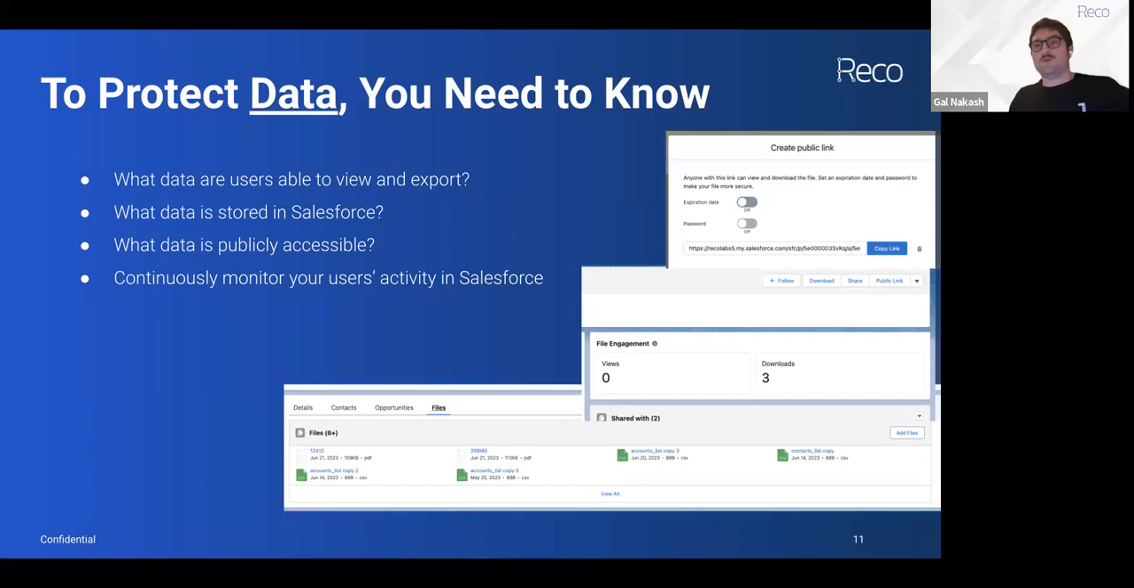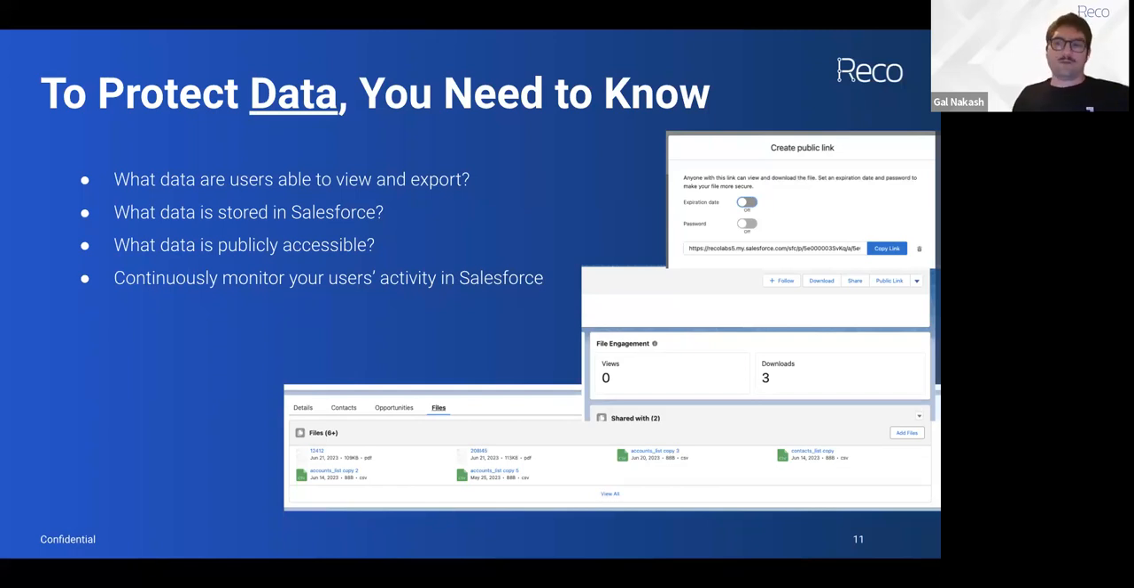If we also store the attachments of emails and PII of users' information. And once we know what data is stored, we need to understand what data is publicly accessible. The internet can grab a link and access the data in Salesforce. And to do it, we need to continuously monitor user activity.